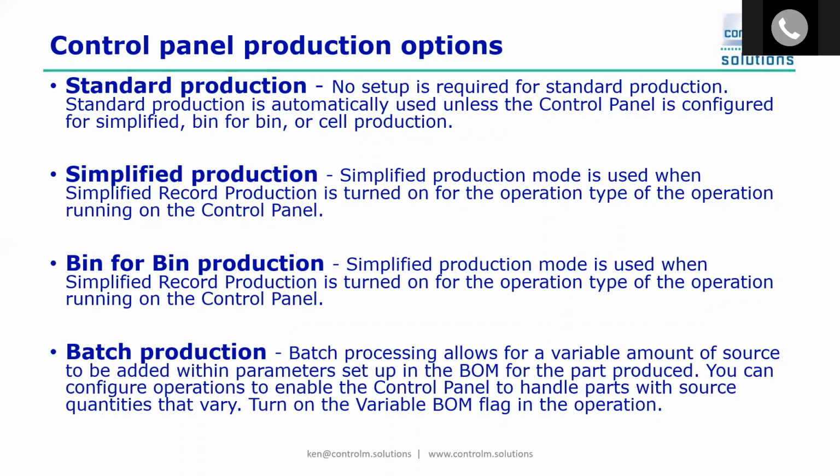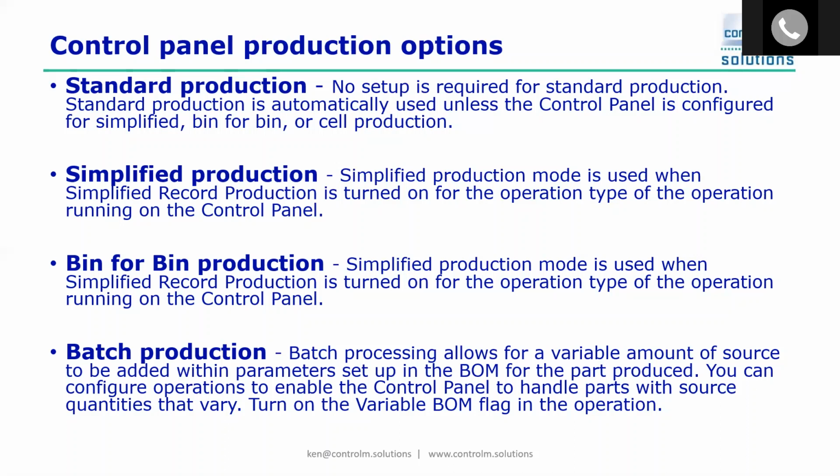Sorry about that, there's my first technical glitch. Bin for bin production is not simplified production. Bin for bin production is where we're processing a container and maintaining that container's serial number. We're just moving that same bin through the next operation. Essentially we're loading that serial number and saying we're going to move it to the next operation. We're not loading source. The source is the bin.